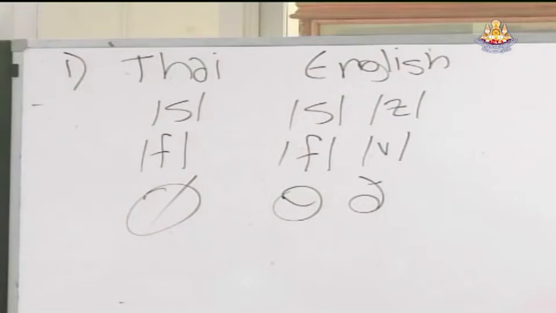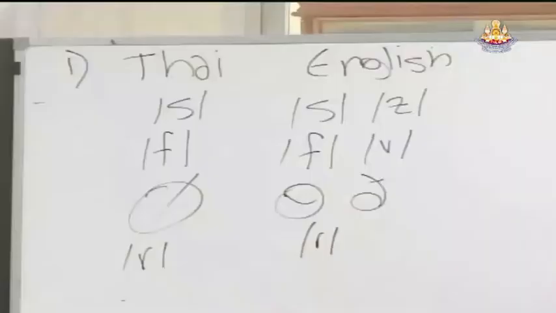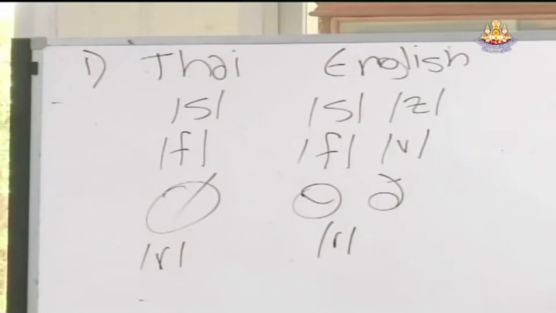The R is different. Good. I talked about this a little bit before. We have an R in Thai and we have an R in English, but the R is a different sound, right? I use my daughter's name, Nara. That's okay in Thai, Nara. But in English, Nara. So the R sound is different between Thai and English. Good. What else is different between Thai and English?